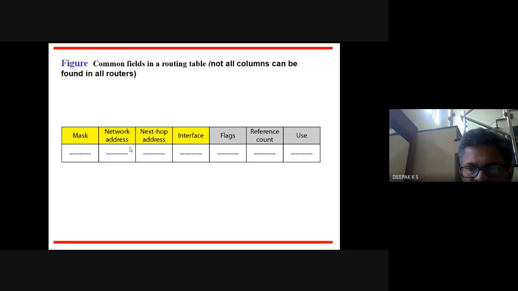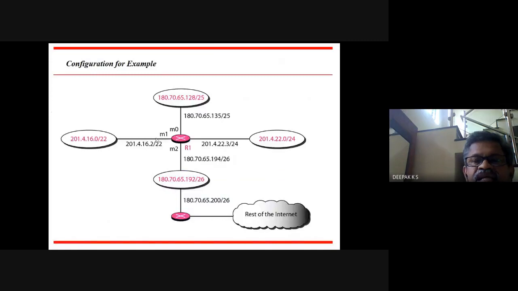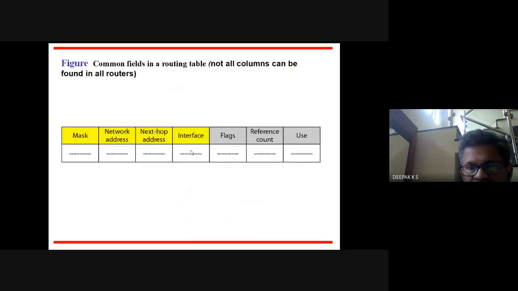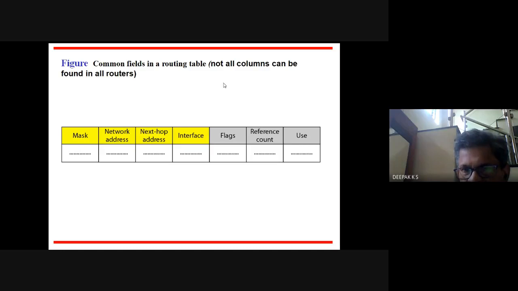Now, the third field: mask, network address, next hop address. The next hop address defines the address of the next hop router to which the packet is to be delivered, that is, the router to which it has to be forwarded. Interface shows the name of the interface. And flags: these are additional fields. Basic fields are there, but not all columns can be found on all routers. Most of them will be there, while these extra ones could be found on many routers but need not be found on all.